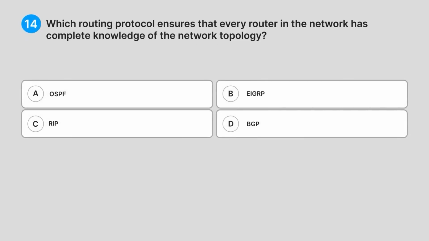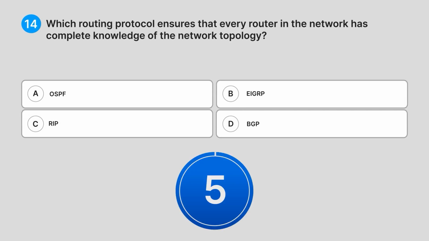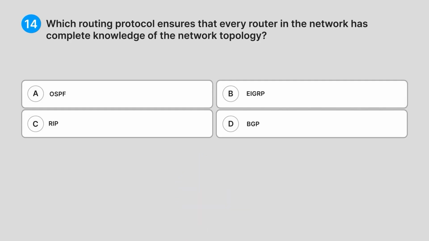14. Which routing protocol ensures that every router in the network has complete knowledge of the network topology? A. OSPF, B. IGRP, C. RIP, D. BGP. What do you think is the answer? Correct answer, A. OSPF.